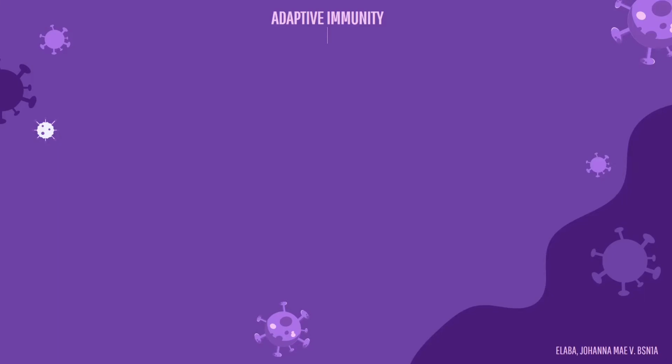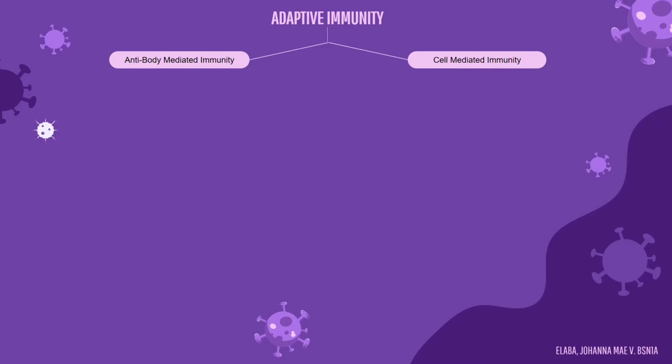Now let's discuss the adaptive immunity. The adaptive immunity can be divided into two: cell-mediated immunity and antibody-mediated immunity. The antibody-mediated immunity has a group of lymphocytes called B cells and has B cell receptors, while the cell-mediated immunity has a group of lymphocytes called T cells and has T cell receptors.